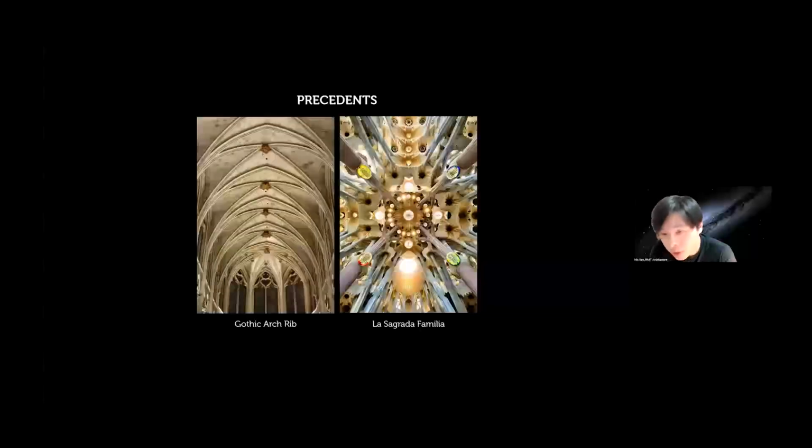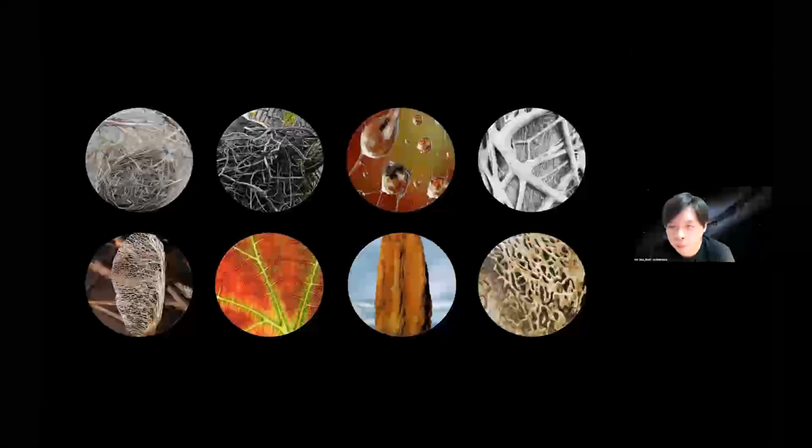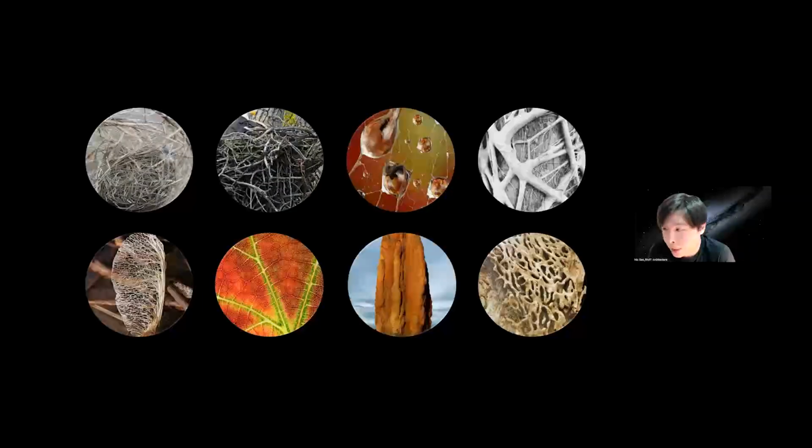So starting from the precedents, Gaudi's Gothic building and Gaudi's church, and nowadays the Smart Slab and the ICD's pavilion. You can see most of the design is inspired by nature. Like Professor Mike Xie talked about, how to balance the aesthetics and the structural performance. So the form is from nature, and we are trying to make the natural form more rational. I'm not going to show this video too much because Professor Xie has already done so.